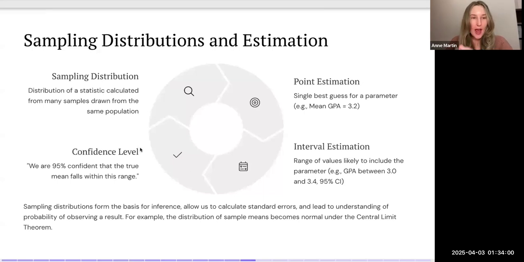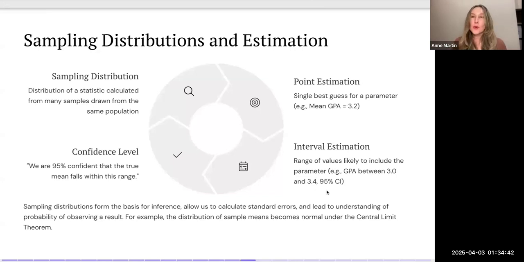So when you have a confidence level, that is showing that you are confident to that particular percentage. So for instance, we are 95% confident that the true mean falls within this range. And so you can have a point estimation and then interval estimation. Point would be a single point, and interval would be a range. So point would be a GPA of 3.2, and then an interval would be between 3 and 3.4 at the 95% confidence interval. And there is an interval table in the example article as well.